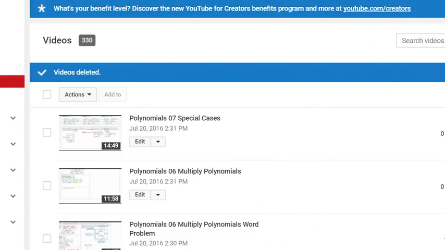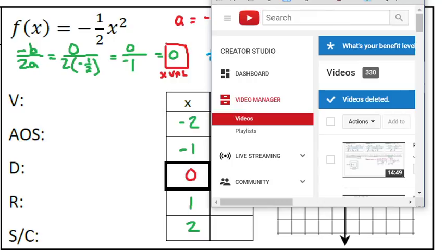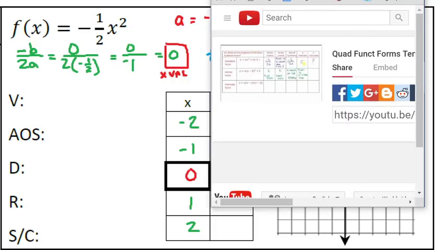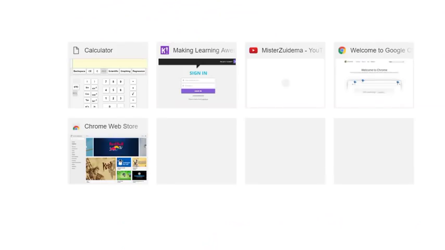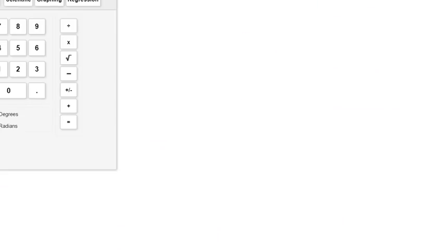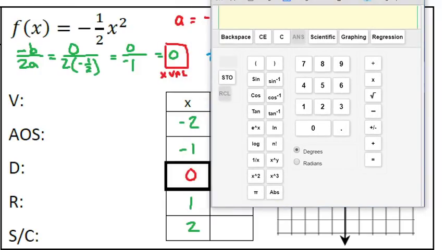Let's go ahead and get this to where I have my calculator. Let's find out. Oh goodness. Do I have my calculator here? Let's go back and see if I can find it. There we go. Alright, so we got our calculator.